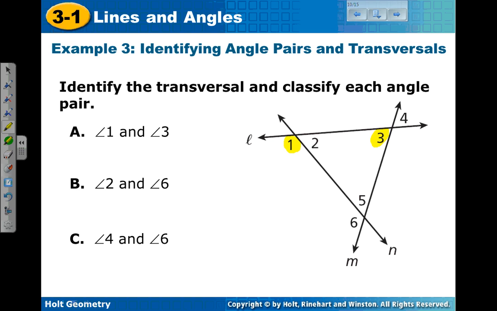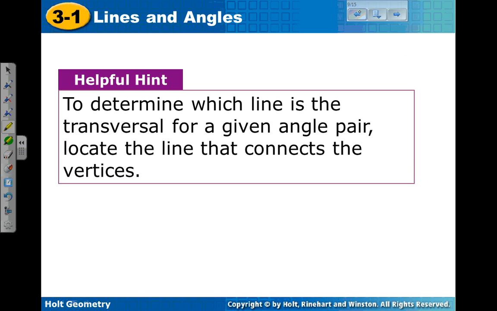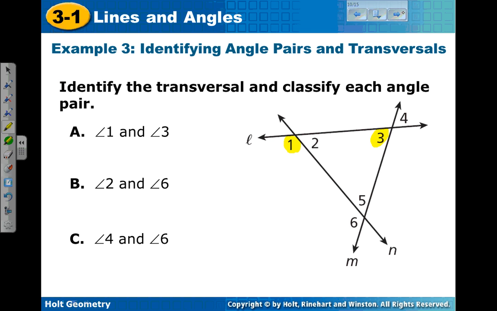Well, just like in the last slide, the transversal is the line that connects the vertices of the angles. So in this figure, for letter A, it's going to have to be line L. That's the transversal. Because here's the vertex of angle 1, and here's the vertex of angle 3. So that has to be the transversal for this problem. And so those are on the same side of the transversal. They are in corresponding positions. So they are corresponding angles, and the transversal is L.